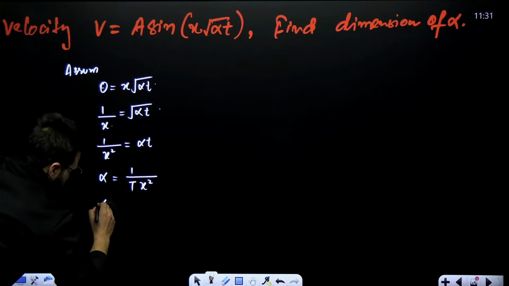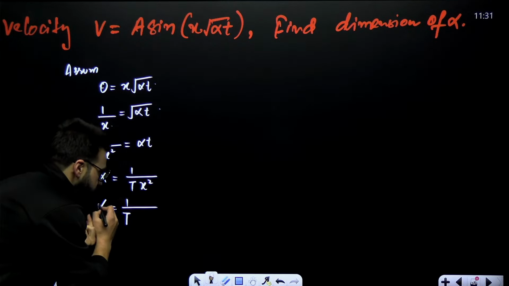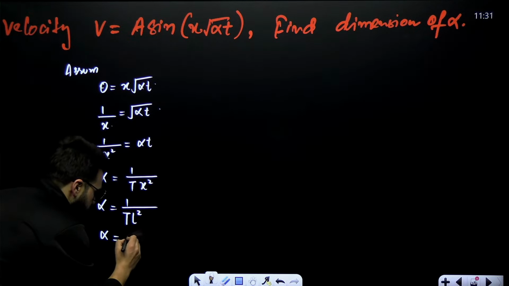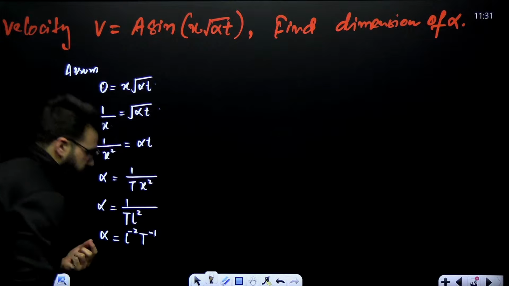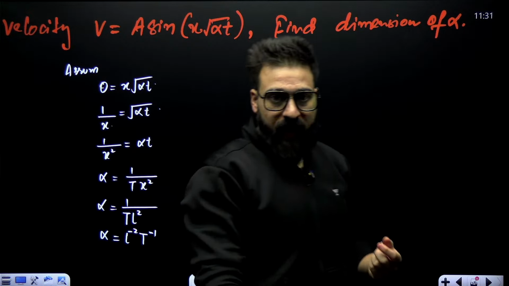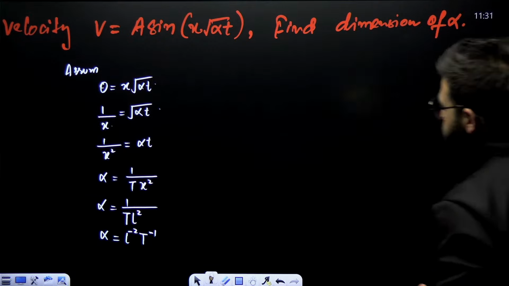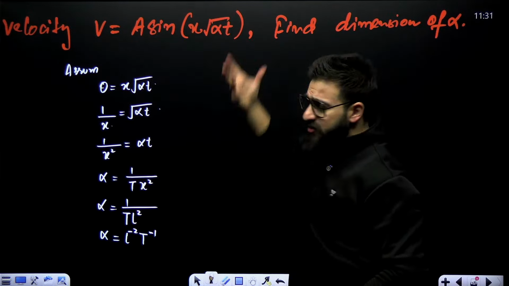Now, I would say 1 upon, what is the dimensional formula? This is t raised power 1, this is L raised power 2. Take this in the numerator, so it will become L raised power minus 2, t raised power minus 1. Whenever you see a question of this sort, just put this equal to theta. That's it.